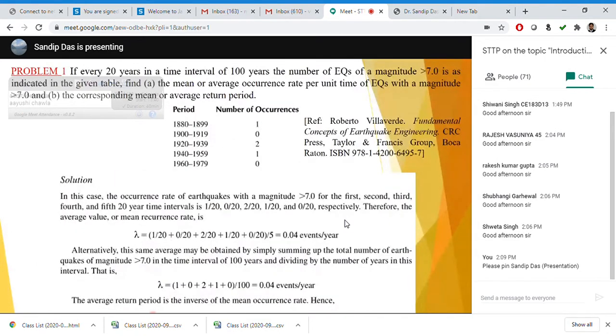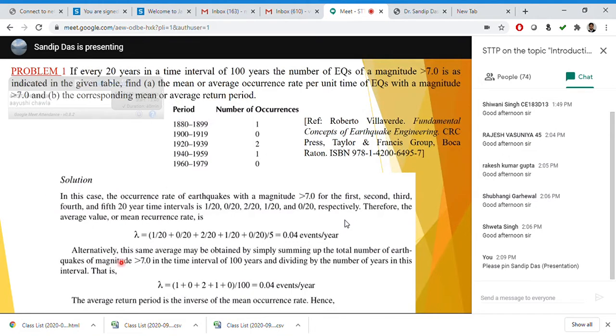Now, unless we solve a problem, our understanding will not get reinforced. So let us see one simple problem here. The problem says that in a time interval of 100 years, every 20 years, the number of earthquakes of magnitude greater than 7 is as per the given table. If you see the table, you will find that in each 20-year block, we are just counting the number of events, where events here means any event having magnitude greater than 7. Then the question asked is to find the mean or average return period for that.